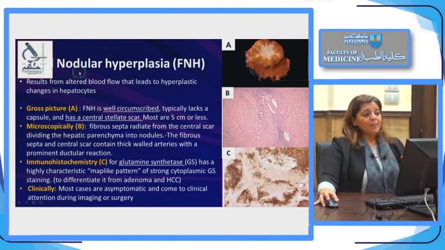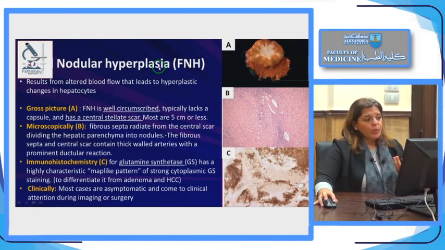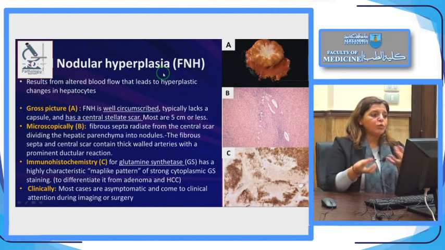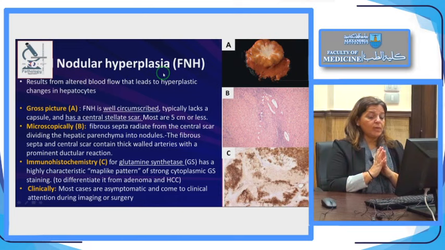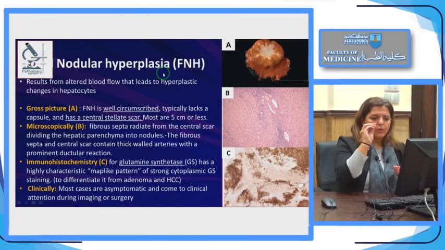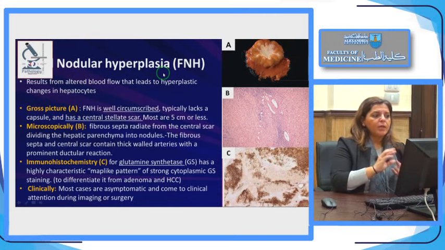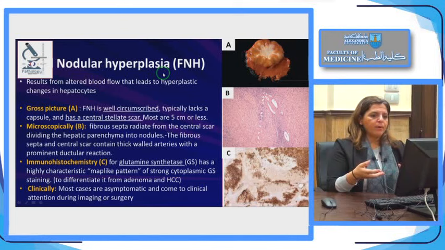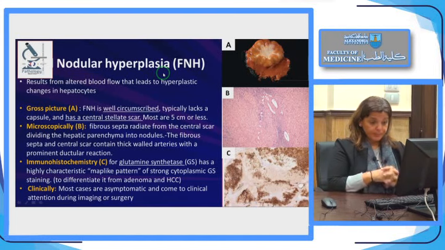So what is the pathogenesis of focal nodular hyperplasia? We really don't know. It usually results from any altered blood flow in the liver that leads to some hyperplastic changes in the hepatocytes. It doesn't have a really well-known or pinpointed cause, it is commonly associated with abnormal blood flow and hyperplastic changes in the hepatocytes.